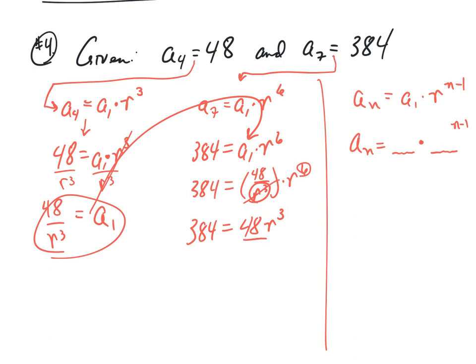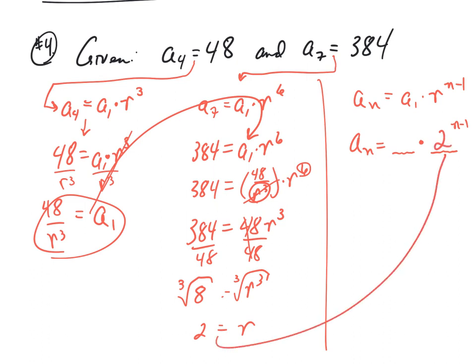Then I can get rid of times 48 by dividing by 48. And I need my calculator for that one so I don't get it screwed up. So 384 divided by 48 is 8. And then to get rid of the power of 3, we do the inverse, which is to take the cube root of both sides. So r then is going to be equal to 2. So it took us a long time, but we found the common ratio. The r value is 2.